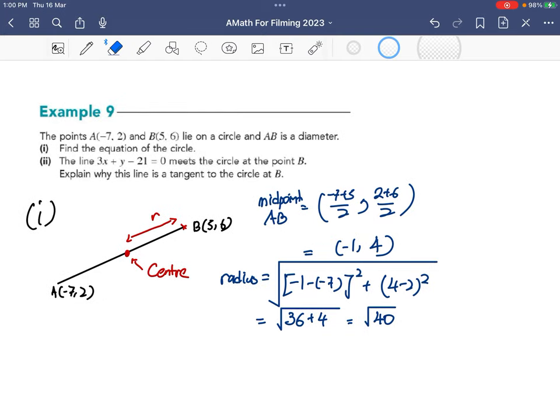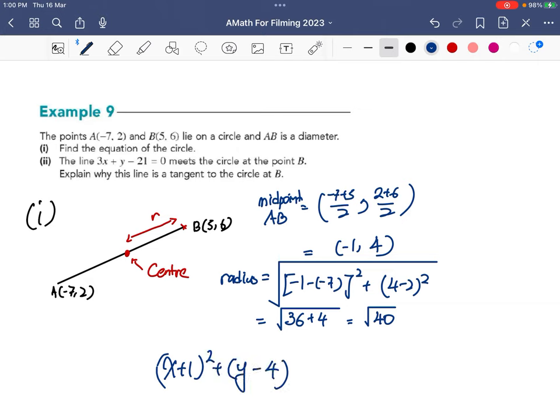Okay, now that we have the center and we have the radius, we actually form the equation of the circle itself. So the equation is given by x plus 1 square plus y minus 4 square equals to square root of 40, the radius, and we square this. Simplifying, we get x plus 1 square plus y minus 4 square equals to 40.